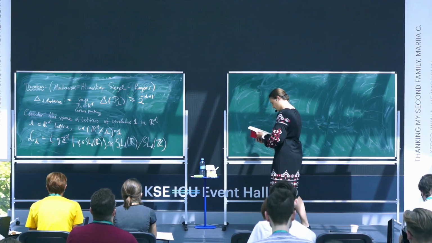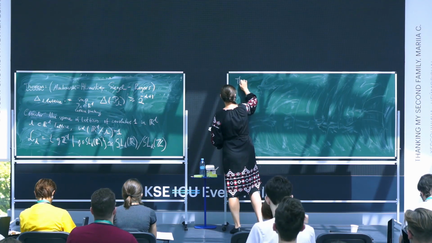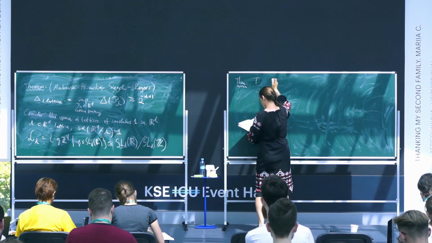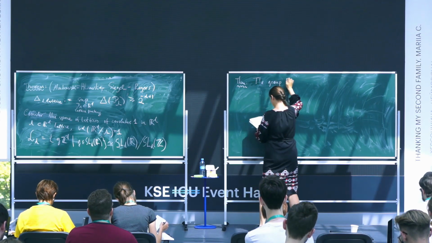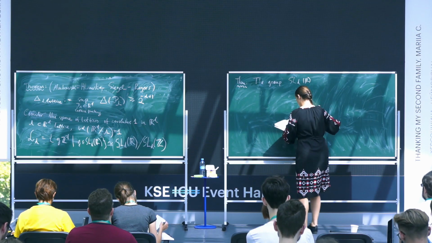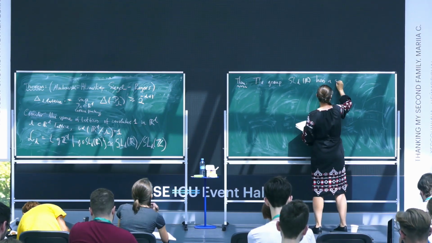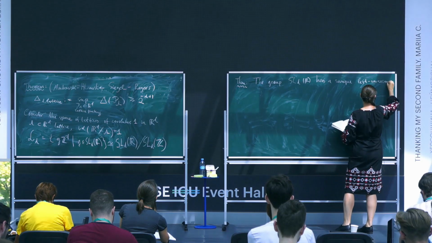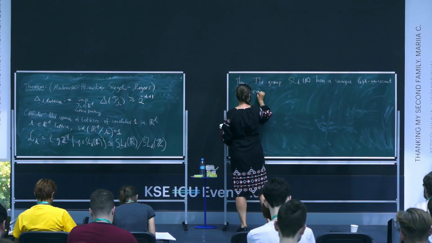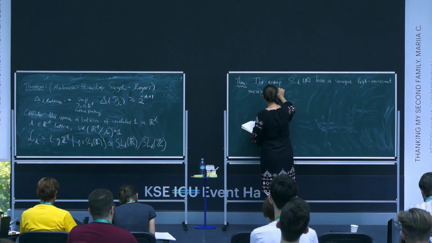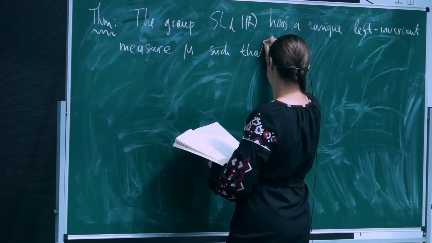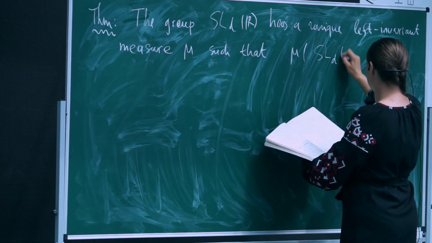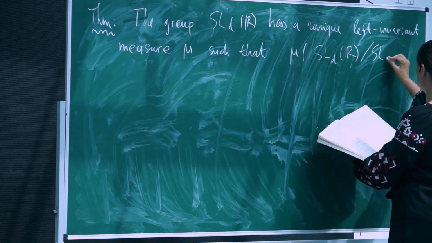Okay, so I will write down what I told you in words. So this is a theorem which probably goes back to Siegel, but okay, so the group SL_d(R) has a unique left invariant measure mu such that the measure of this quotient is 1.